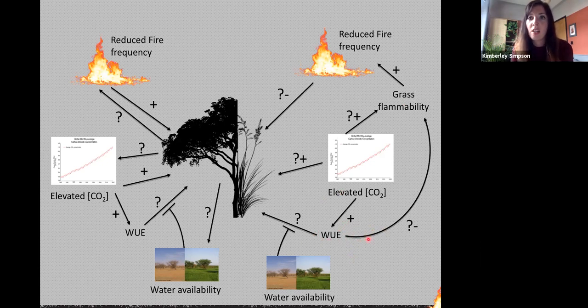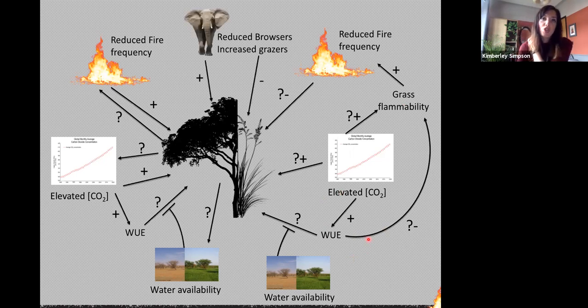And one thing that I've not mentioned since the first few slides is herbivory and the impact of changing herbivore regimes on encroachment. We know these herbivory regimes are changing, and we're seeing reductions in browsers and increasing numbers of grazers. This has a positive impact on the trees and a further negative impact on the grasses.